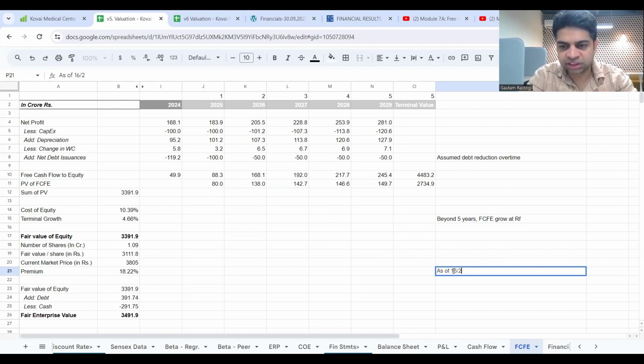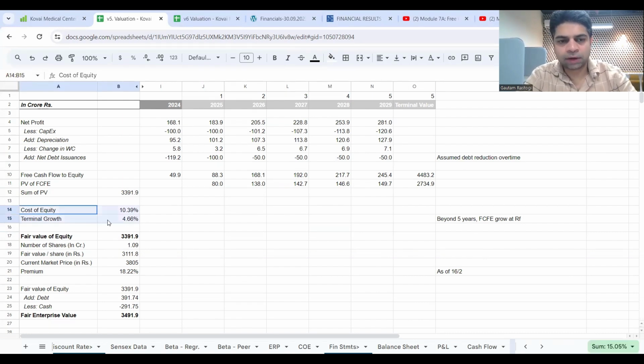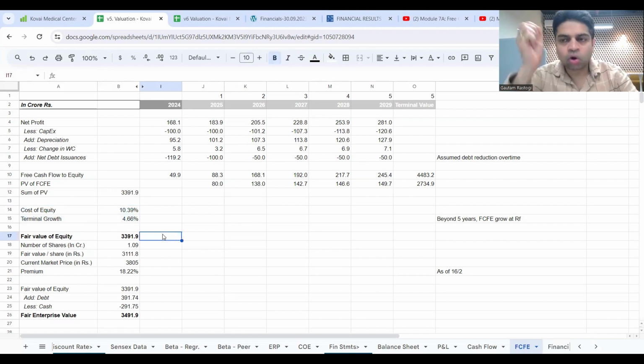So this is as of 16.2. This cost of equity, and terminal growth. Now before we do that, I just wanted to talk about something else. You may also want to add cash balance as of 2024 to this fair value of equity.